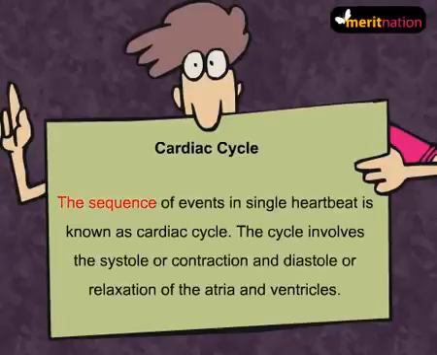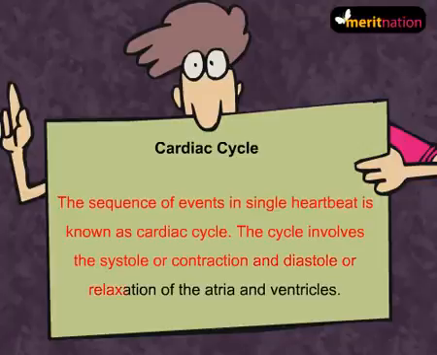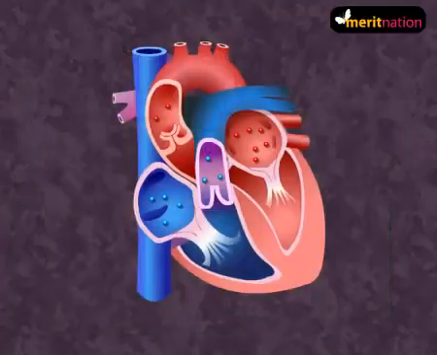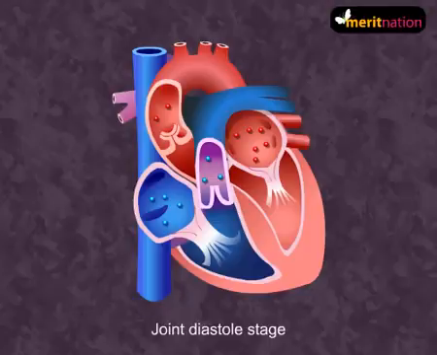The sequence of events in a single heartbeat is known as the cardiac cycle. This cycle involves the systole, or contraction, and diastole, or relaxation, of the atria and ventricles. Look at this figure. In this, you can make out that all the four chambers of the heart are in a relaxed stage, that is, the joint diastole stage.